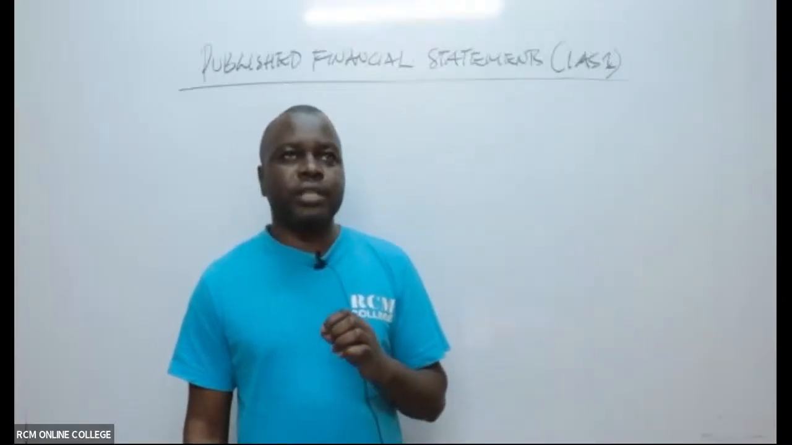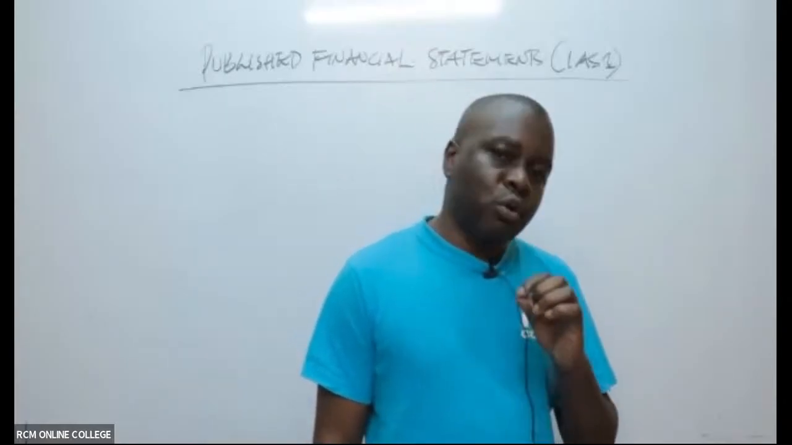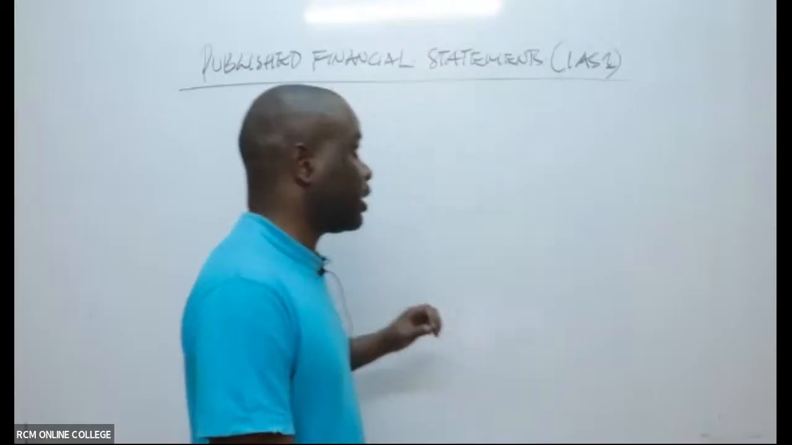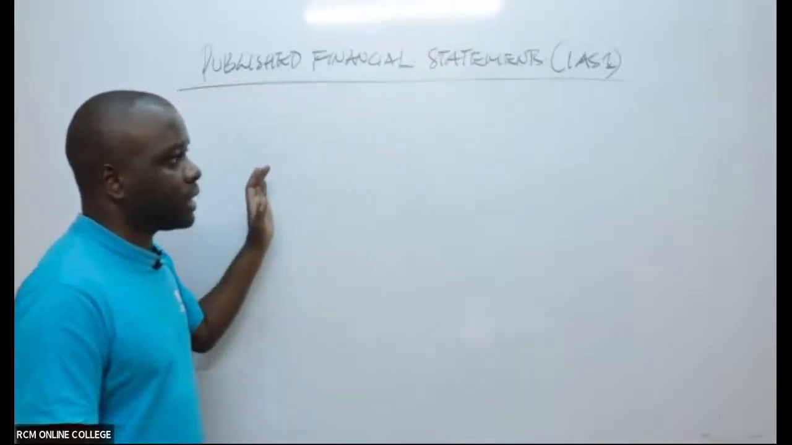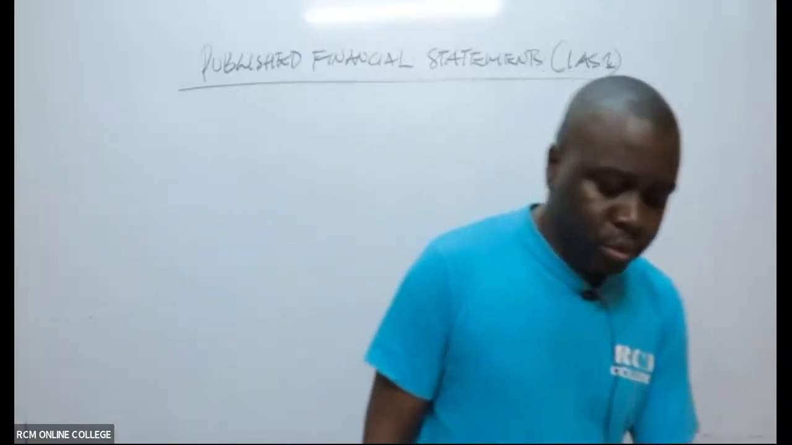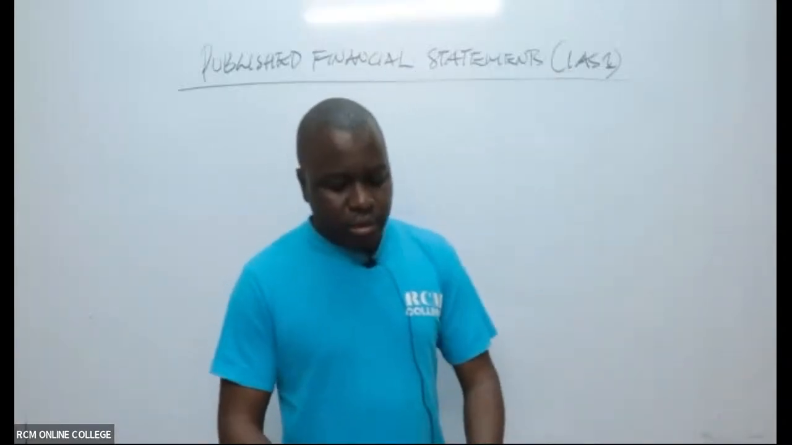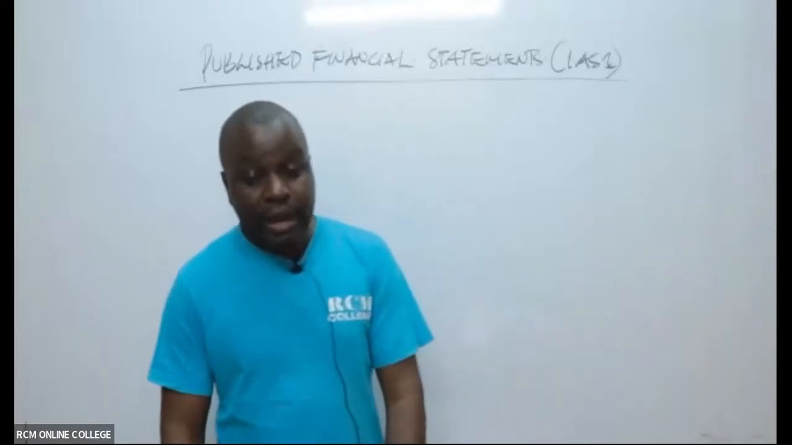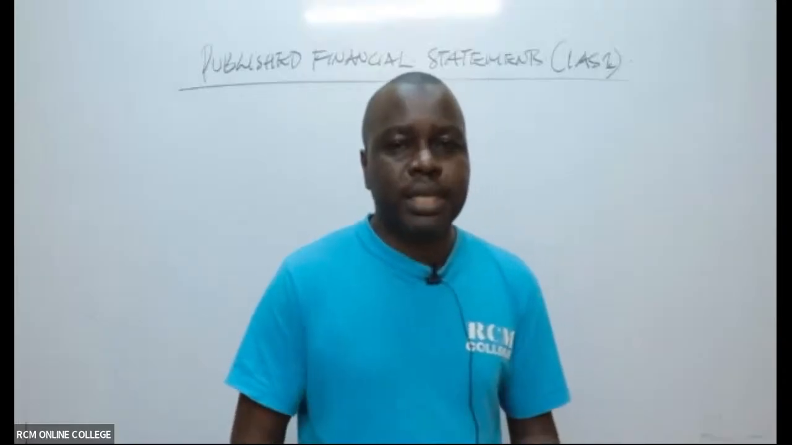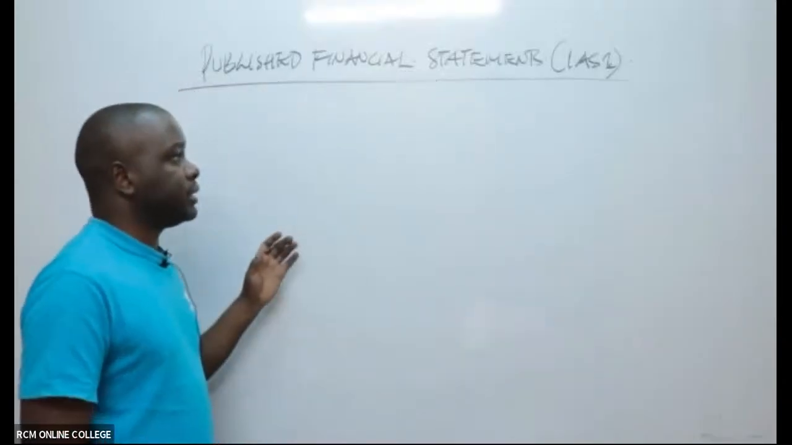An item such as the cost of sales, you compute separately and eventually put together so that it can be presented in the statement of comprehensive income to be published. So it is just like the normal preparation of financial statements, with a few differences in how you present them. That is what we are going to learn under published financial statements.